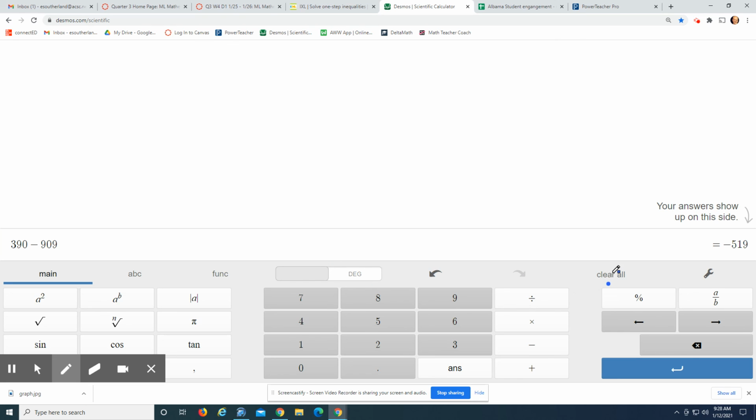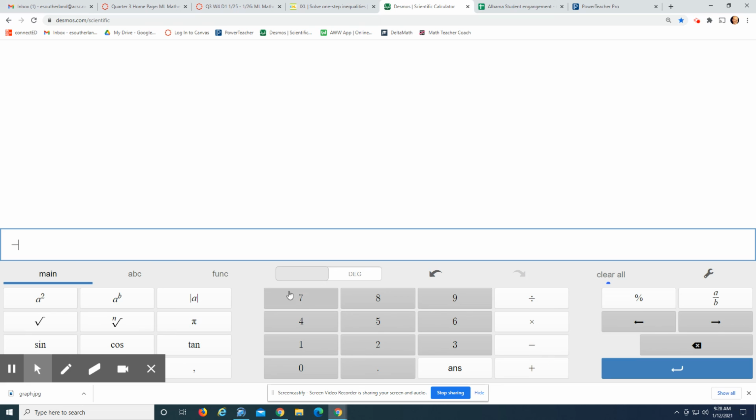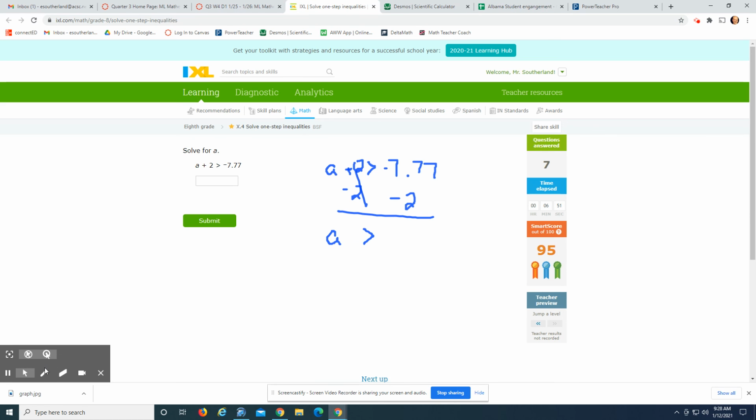Type in negative 7.77 minus 2 equals negative 9.77. So we know that this is going to be negative 9.77. And then we just type that in. A is greater than negative 9.77.